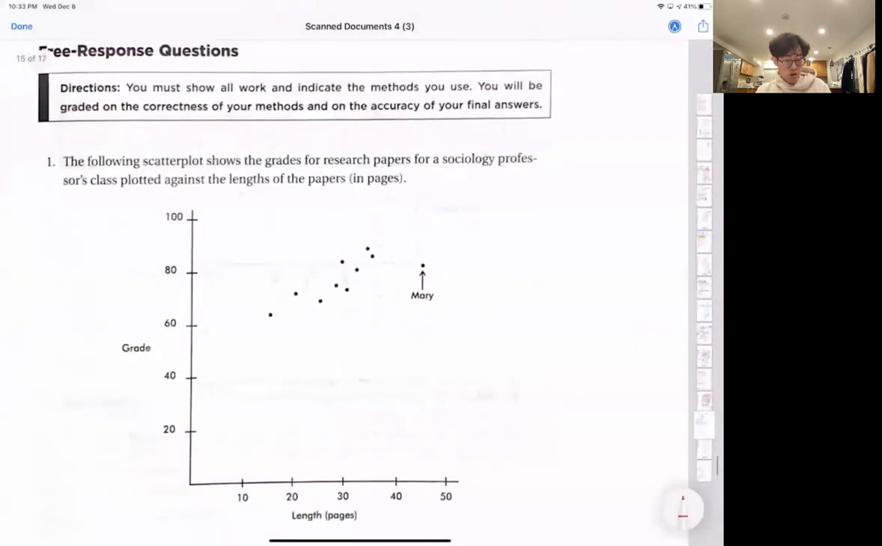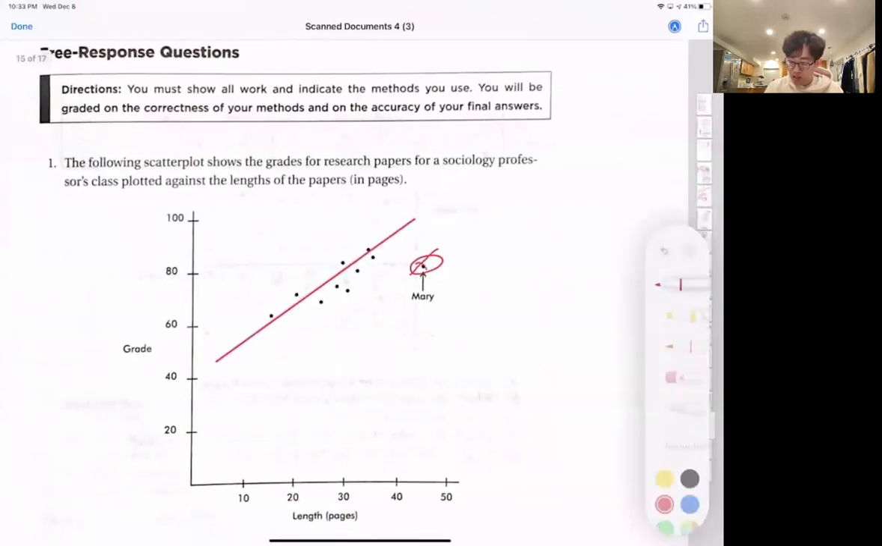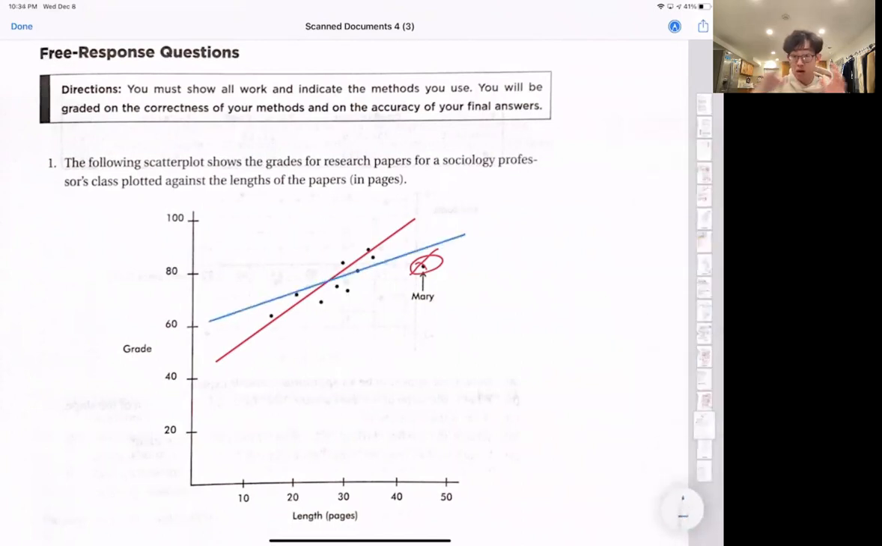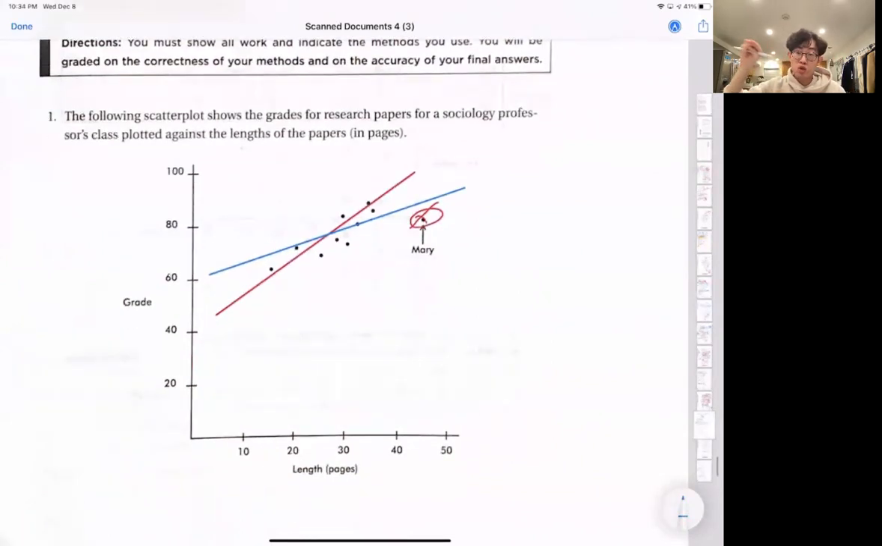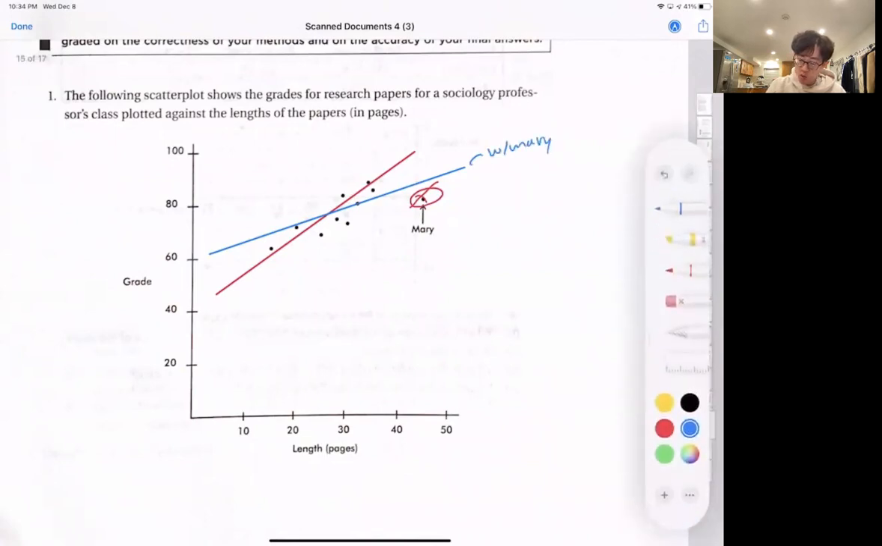Okay, all right. So next question. We have a line and then there's Mary's point. Without it, I could have a line that looks like this, but because of Mary's data point, it will tilt to look more like that, to go toward the Mary side a little bit more. So this is with Mary and this is without Mary.